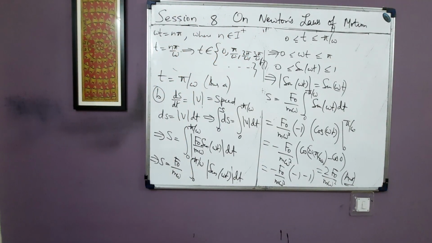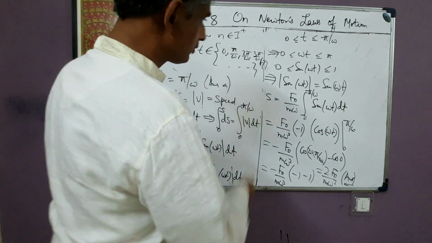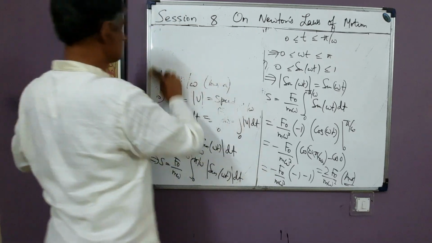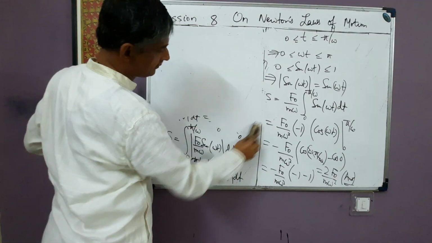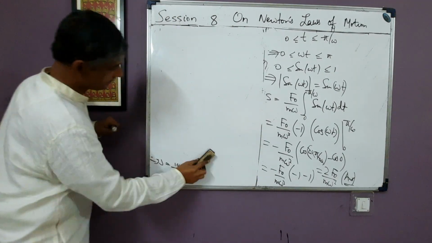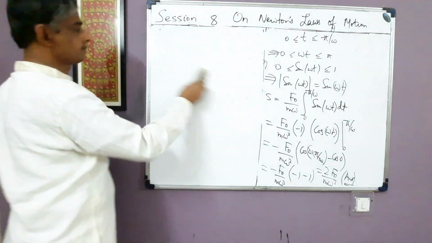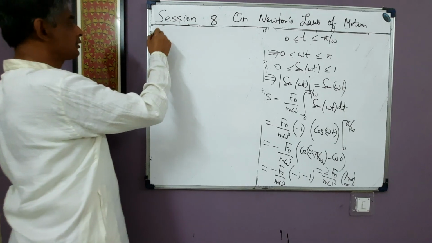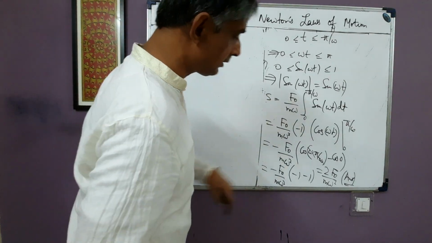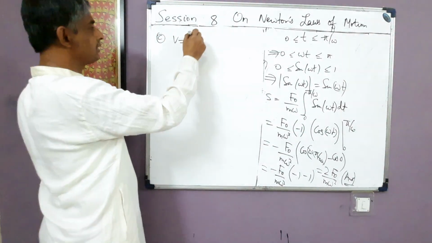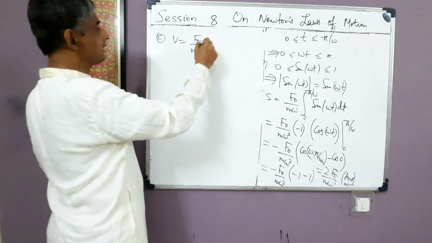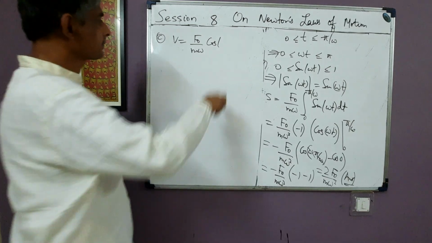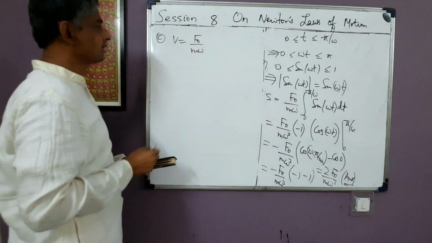And lastly, what was asked? Part C says, what is the maximum speed of the point in this time interval? Now in part A of the question we found v to be F naught by m omega sin omega t.